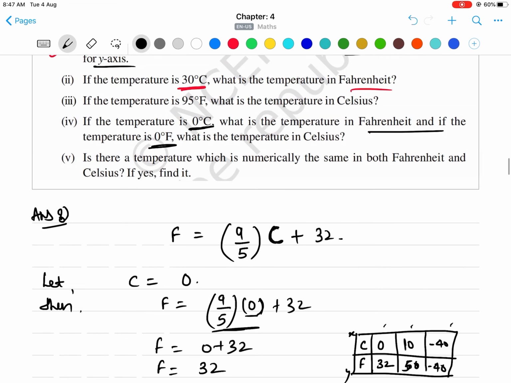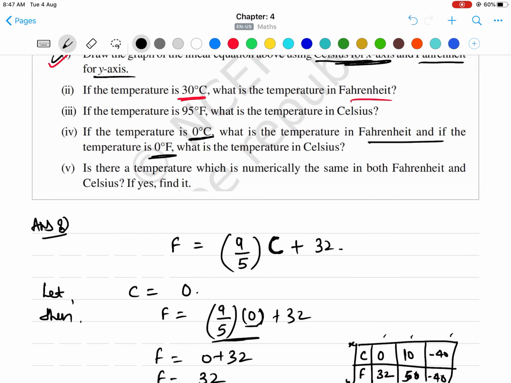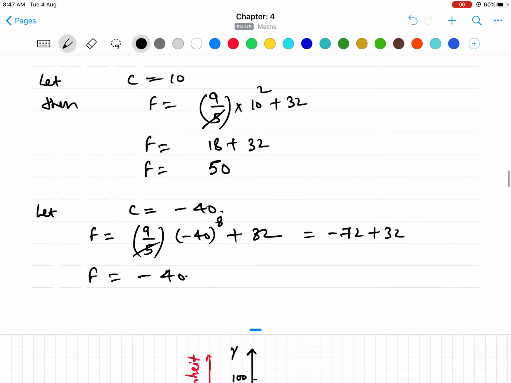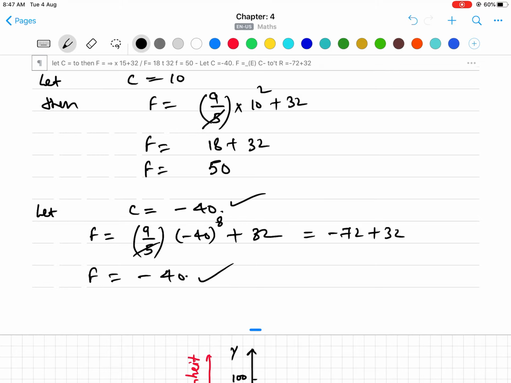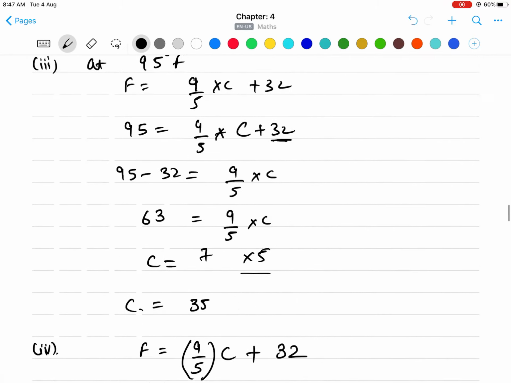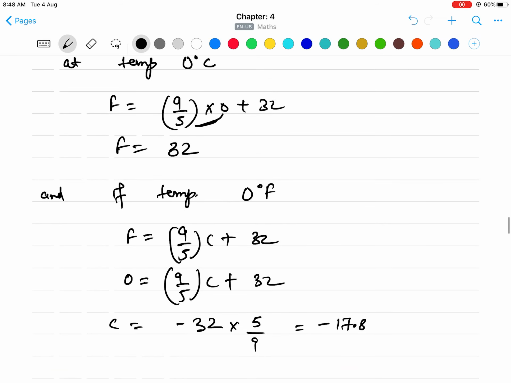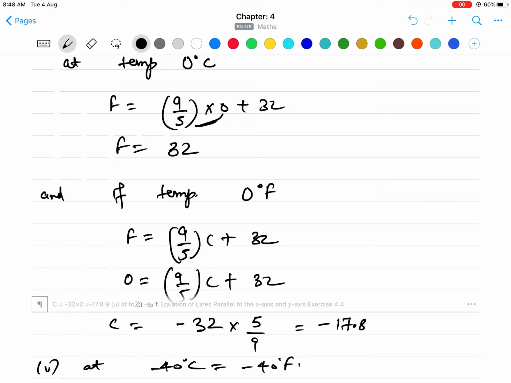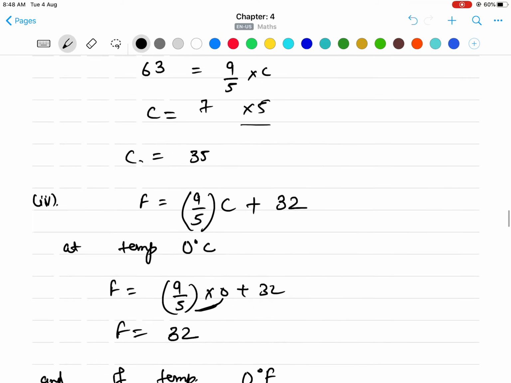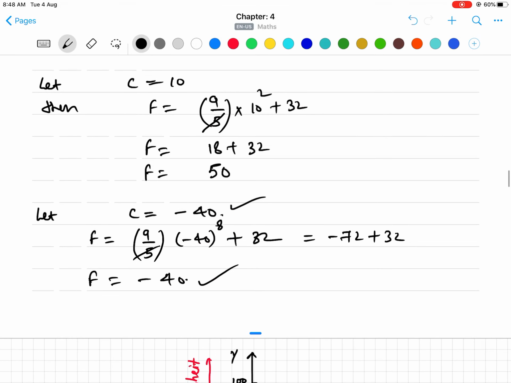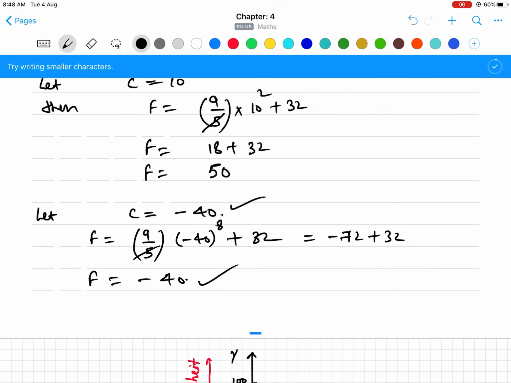So now we come to the last part of this question. It says, is there a temperature which is numerically the same for Fahrenheit and Celsius? If yes, find it. We have already done that: if the Celsius temperature is minus 40, the Fahrenheit temperature will also be minus 40. So I'll write part 5 as: at minus 40 degrees Celsius, the Fahrenheit temperature is also minus 40 degrees Fahrenheit. Its calculation I have shown above. You can directly write it, or you can also show this calculation.